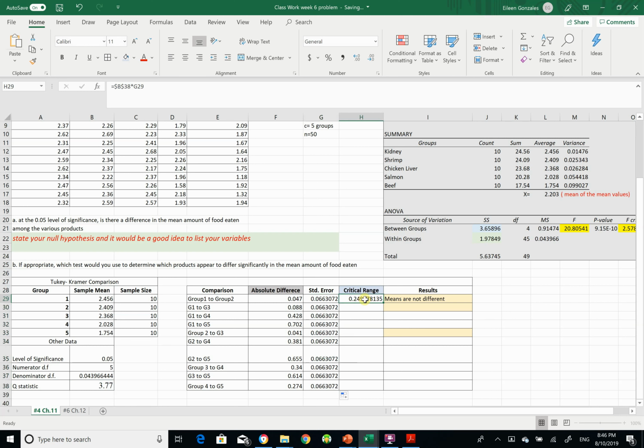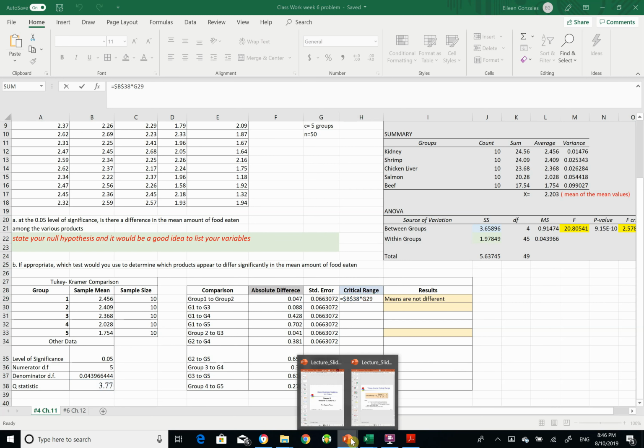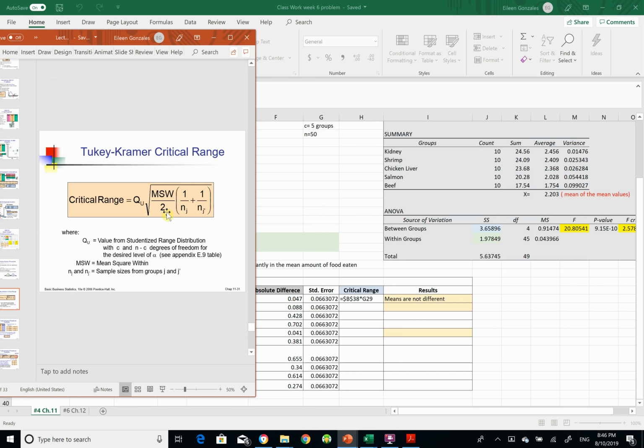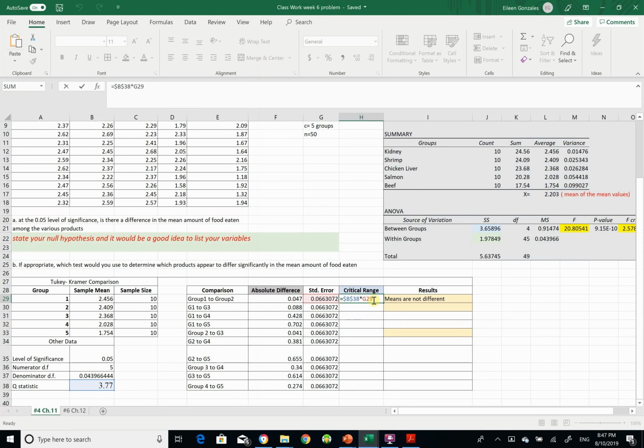And so now here, notice all we're doing is multiplying. Our critical range is our Q value that we found times our standard error. And if you look back, it's our Q value, and then this part, the square root of MSW divided by 2 times 1 over the sample sizes, is our standard error. And so back here, this is giving us our critical range. We're just going to take this value and scroll it all the way down. So notice our critical range is the same, and our standard error should be the same.